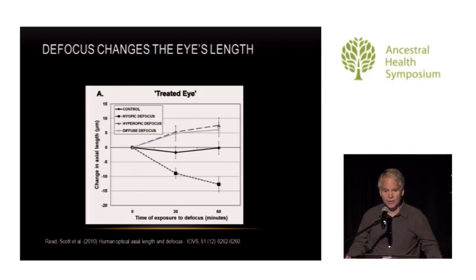Now, this is a study in humans. This is very recent. A lot of the older data was in primates and in chicks. But this is exciting because they now have tools using a photometer where they can actually measure the length of the eye when you're focusing. And this is, I think, pretty interesting proof of what's going on.